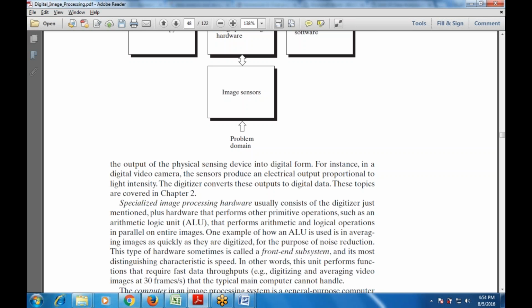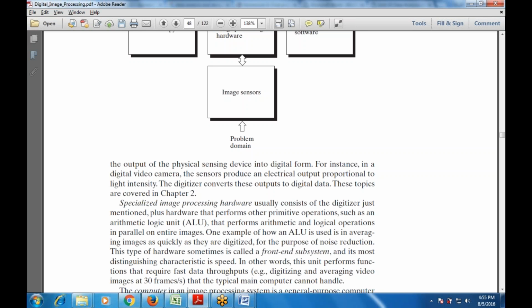The next one is the specialized image processing hardware, which generally consists of the digitizer plus hardware that performs primitive operations. For example, an ALU, the arithmetic and logical unit, performs arithmetic and logical operations in parallel on entire images. One example of how an ALU is used is in averaging images as quickly as they are digitized, for the purpose of noise reduction. This type of hardware is sometimes known as a front-end system.